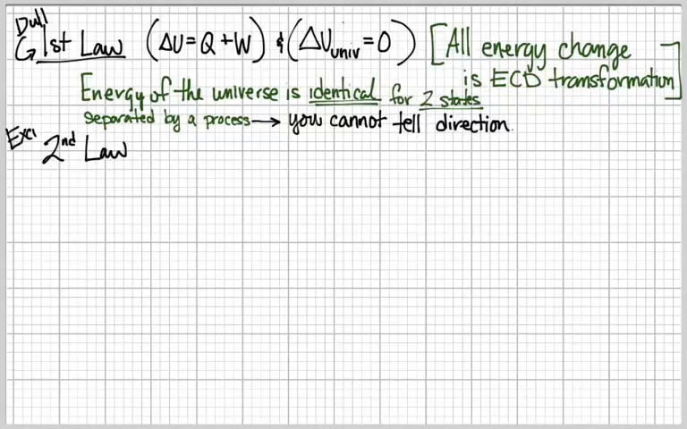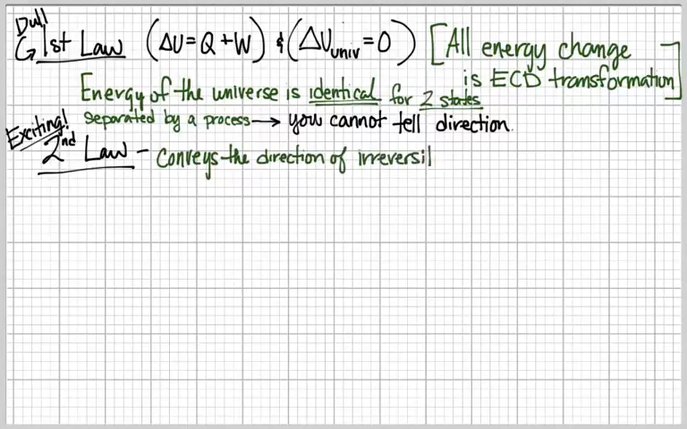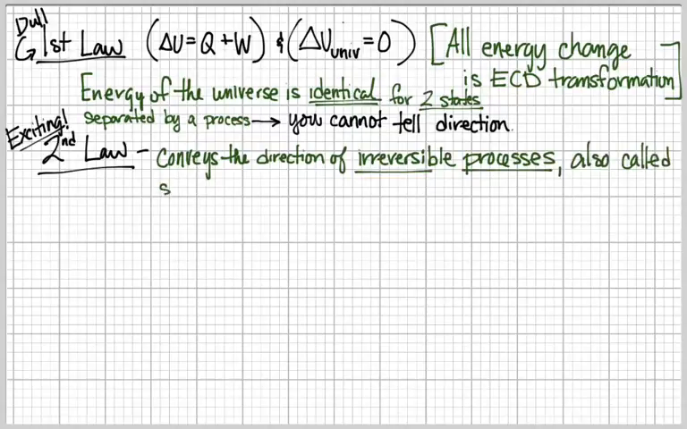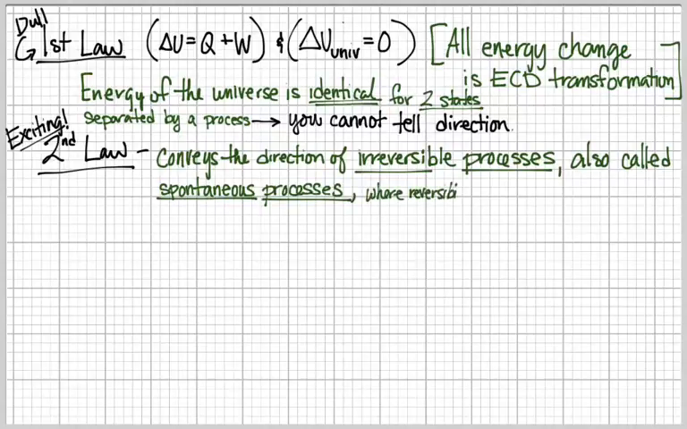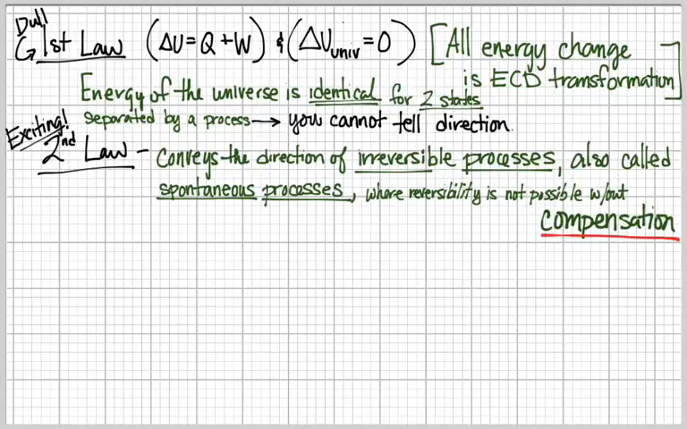And so then we bring in the exciting second law of thermodynamics. The second law of thermodynamics is great. It conveys direction. It conveys the idea of an irreversible process, better known as a spontaneous process. Basically, a spontaneous process has only got one direction to go, and reversibility of that process is just not possible without something called energetic compensation.